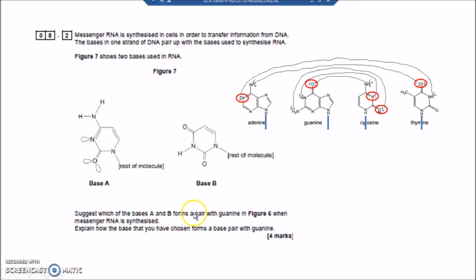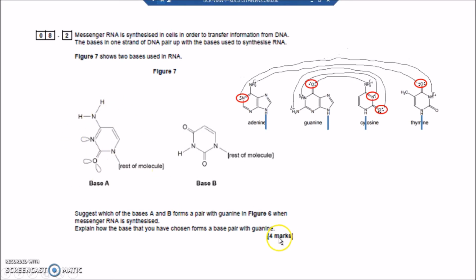Suggest which of the bases A and B forms a pair with guanine. Well, guanine forms with cytosine. In other words, one of these is cytosine, or looks very similar to cytosine. So let's have a look which one looks similar to cytosine. We've got an NH2. That one's got an NH2. We've got an N with a lone pair of electrons. There's the N with lone pairs of electrons. And we've got an O with lone pairs of electrons. There's the O with lone pairs of electrons.